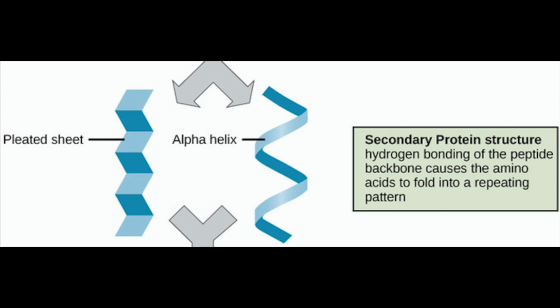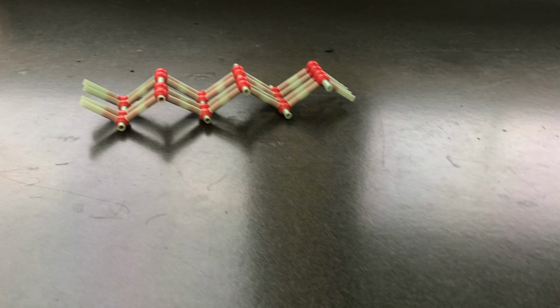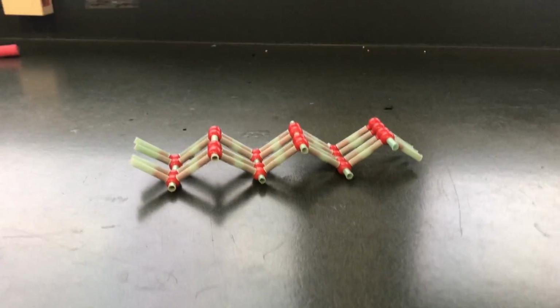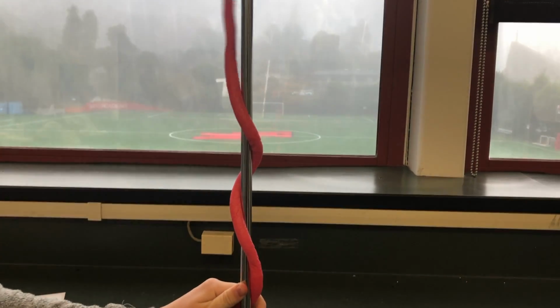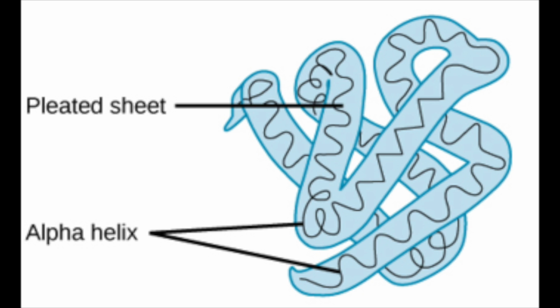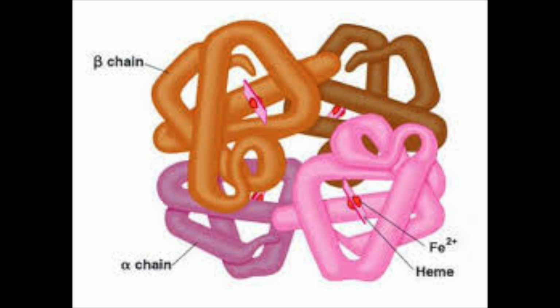The secondary protein structure is hydrogen bonding of the peptide backbone, causing the amino acids to fold into a repeating pattern. In this structure, there are 2 types of folds, one being the pleated sheet and the other being the alpha helix. The tertiary structure of a protein is the 3-dimensional folding pattern of a protein due to the side chain interaction. The quaternary structure of a protein is the protein consisting of more than one amino acid chain.